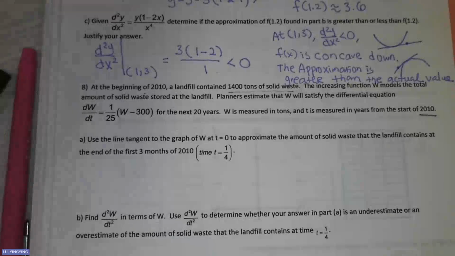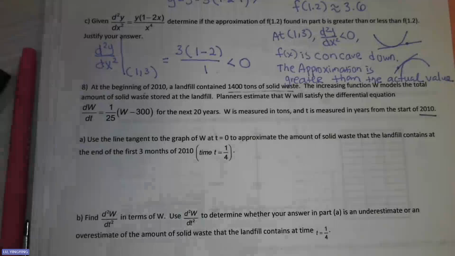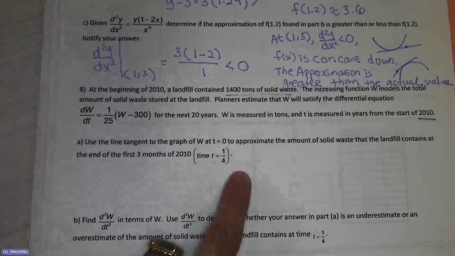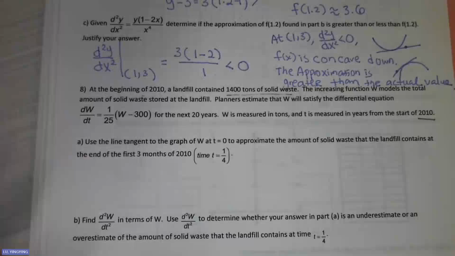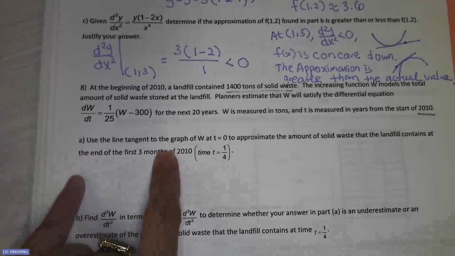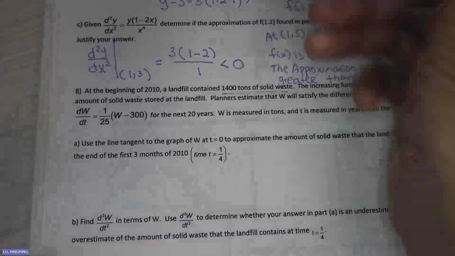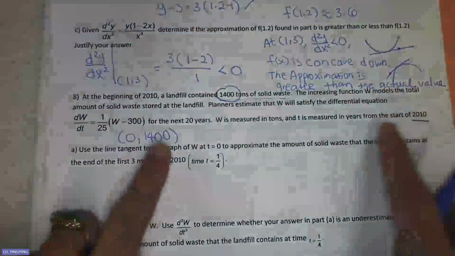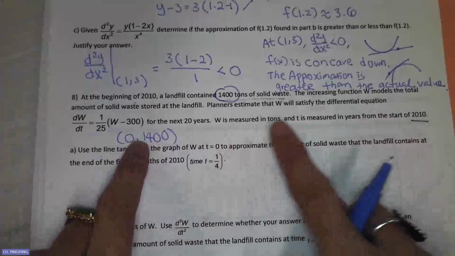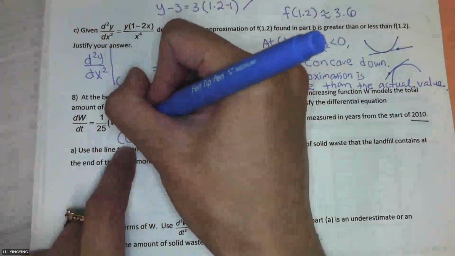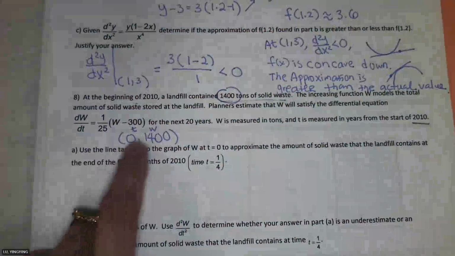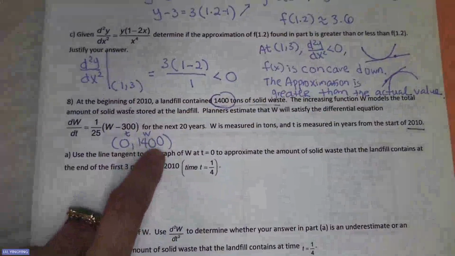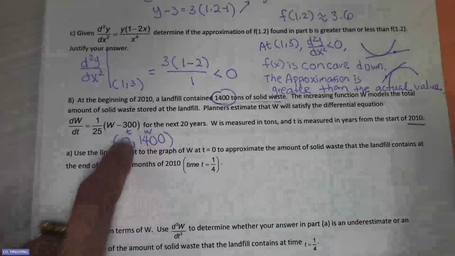Part A, use the tangent line to the graph of W at t equals 0 to approximate the amount of solid waste the landfill contains at the end of 3 months, which is t equals 1/4. All right, so first of all, we need an equation of the tangent line. Do you know what point we're supposed to use? 0 and 1,400 is right there, right? That's our initial value. How do we know? Because it says starting at 2010, t is 0. This is our t. This is our W. That's not W of t. This is W, not dW/dt. This is W. This is the time.